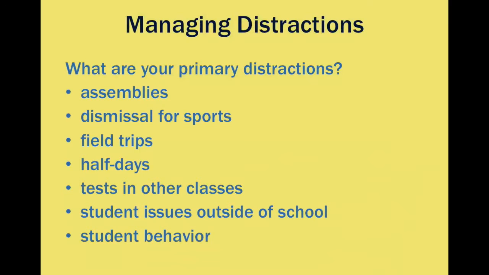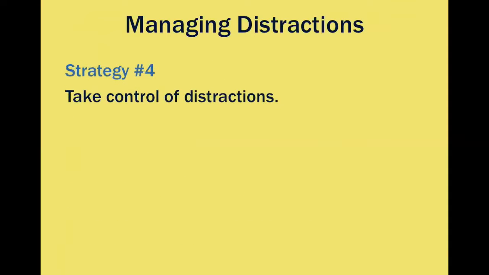So we've got assemblies, dismissal for sports, field trips, half days, tests in other classes, students having issues outside of school that come in and affect school, world issues, community issues, whatever, student behavior. All of these things affect our classroom. And what we have to do is, as teachers, take control. Now, I don't mean absolute control, because that just doesn't exist. The first thing I say under here is you have to go with the flow.